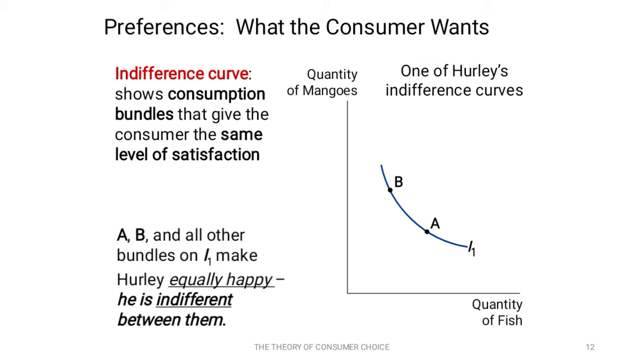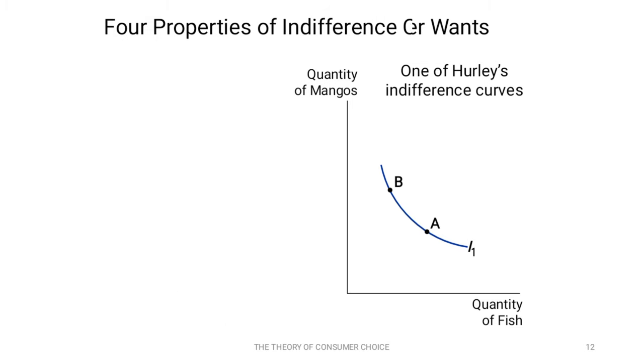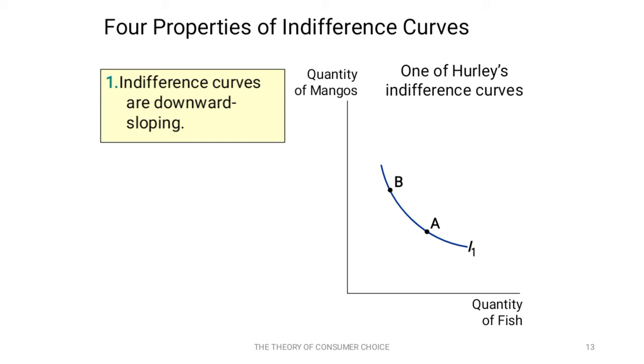So if there are 2 points on an indifference curve, it means the consumer doesn't prefer one to the other, he likes both. Okay, so these are some properties of the indifference curve. Indifference curves are downward sloping. As you can see, they are downward sloping. Why? Because of trade-off. So it's more like a demand curve.